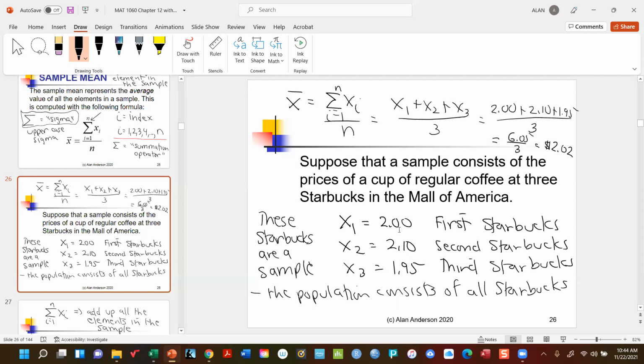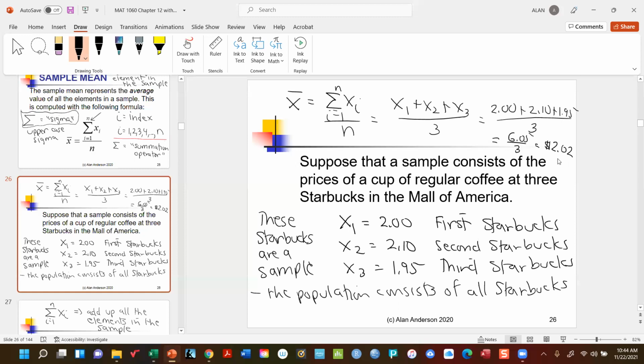So anyway, here we are. So how do we calculate the average price of these Starbucks? Well, you notice how each Starbucks coffee price has an element associated with it, X1, X2, and X3. X1 is the price of a cup of coffee in the first Starbucks. X2 is the price in the second Starbucks, and X3 is the price in the third Starbucks. So up here you can see the average or sample mean is obtained by simply adding up the 3 prices, dividing by 3, and that works out to approximately $2.02. And that's all there is to it.